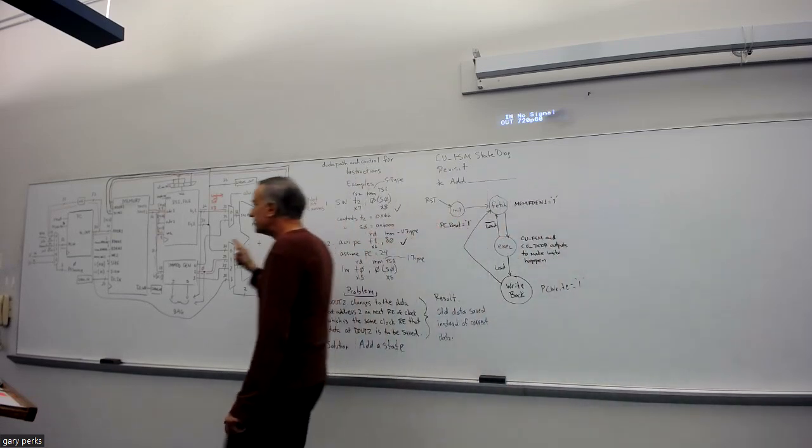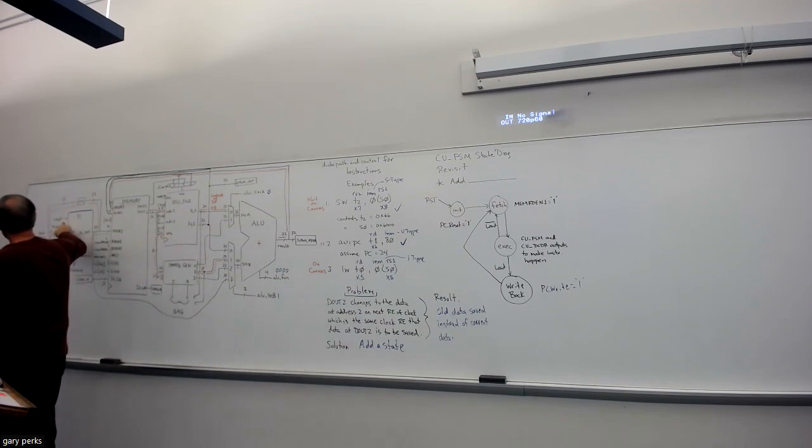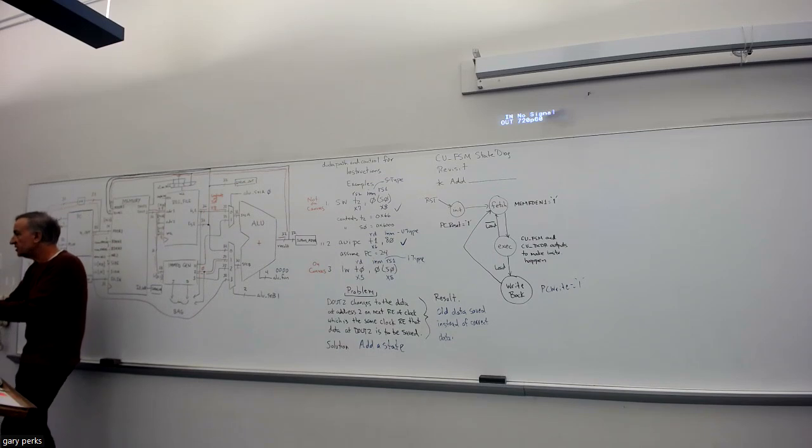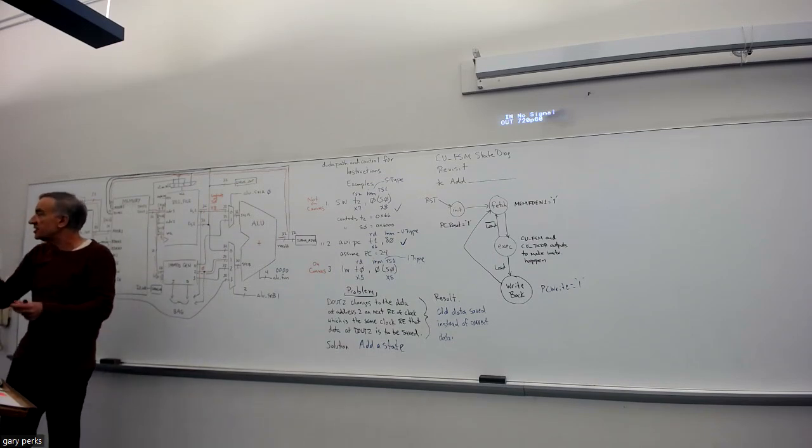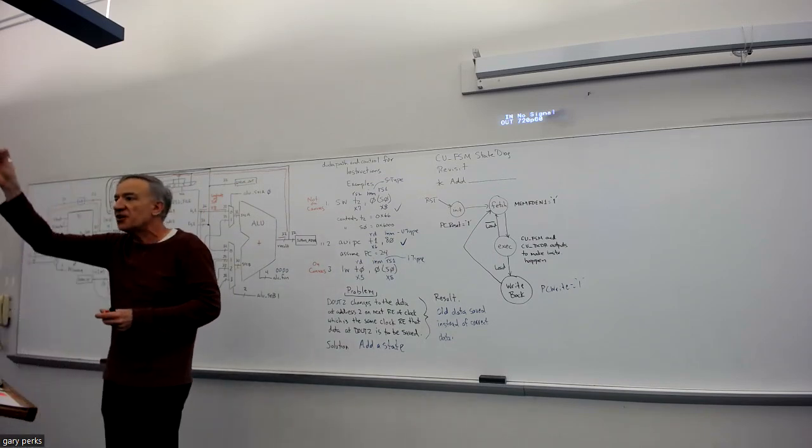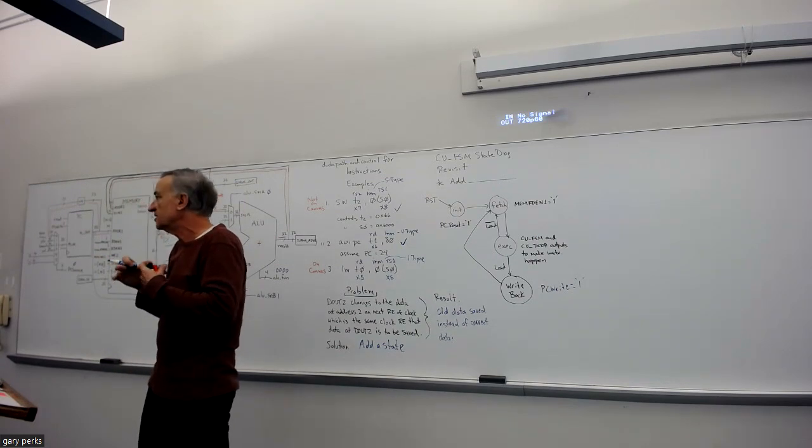So in the execute for a load instruction, PC write is 0, and then when you get to the write back, you make it a 1. Once you're done with the write back state, then you're done with the load instruction, and you want to move on to the next instruction. Does that make sense?